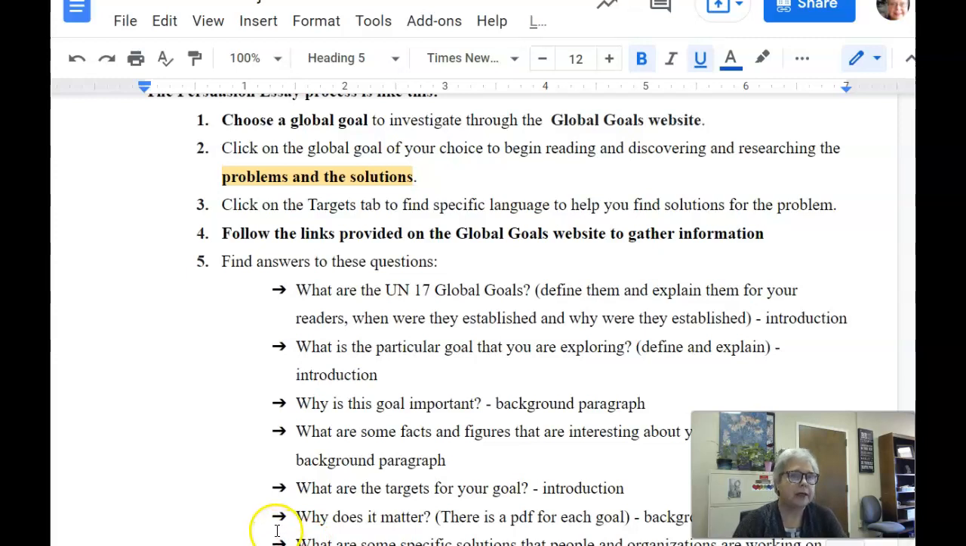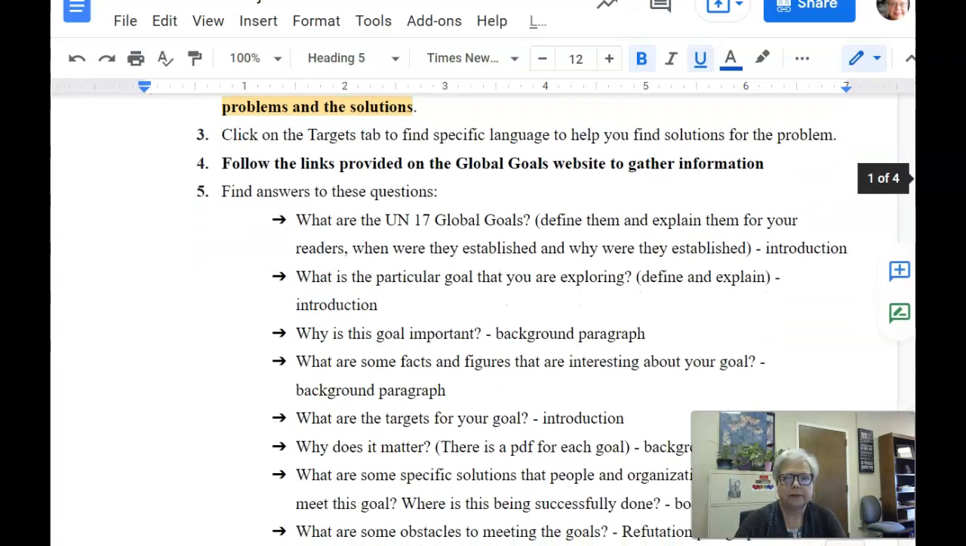Some people like to make index cards and write all the stuff down, and that is a perfectly great way to do it also. But you're wasting your time if you're not taking notes as you research, because you're going to be researching to find some answers. All right, so it says click on the Targets tab to find specific language to help you find solutions for the problem, and then follow the links provided on the Global Goals website to gather information.